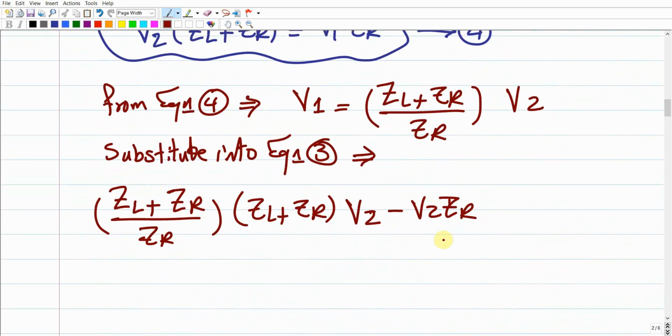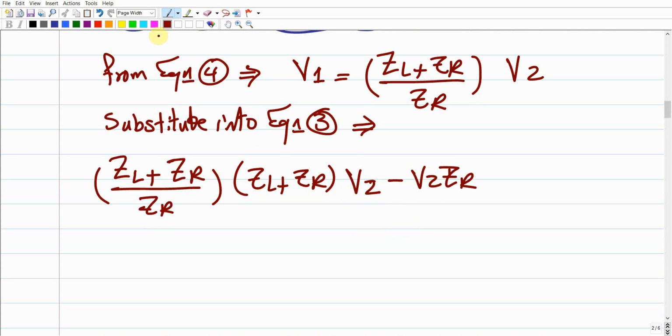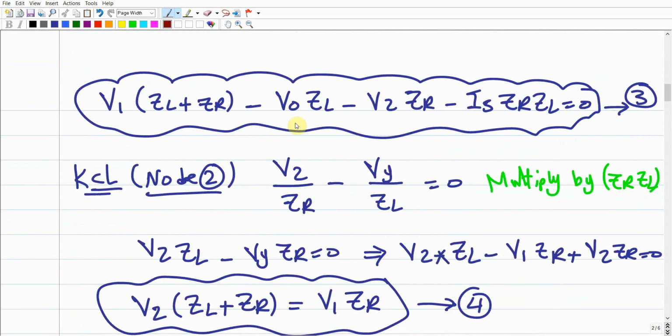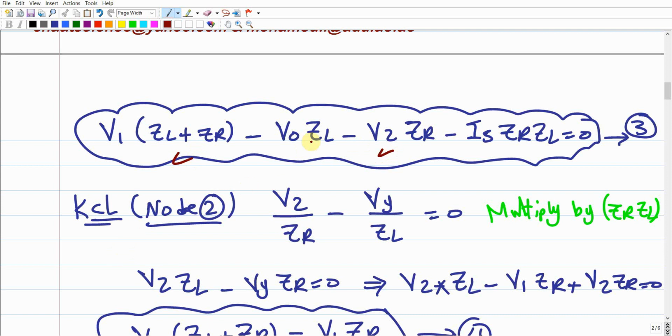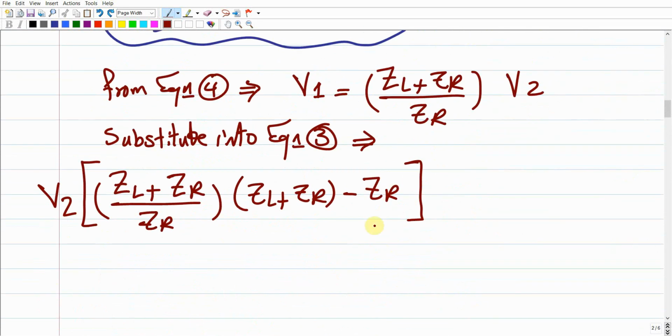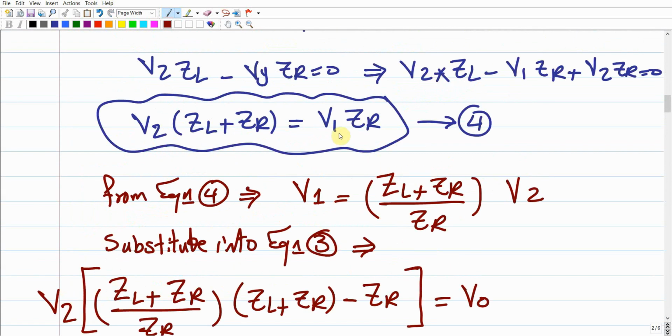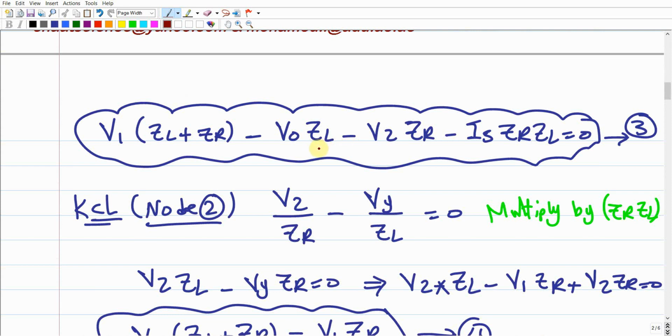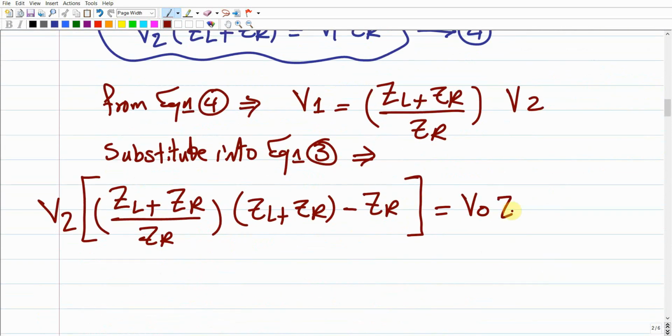These two terms we can collect together into one term if we take V2 as a common factor. So considering V2 as a common factor, we're going to end up with negative ZR in a square bracket here, multiplied times V2. So this is going to be this term plus this term. Now the other terms, we're going to move them to the right side. And remember that V0 we already have, IS we already have. So we have everything except V1 and V2. In this equation, we're going to end up with only one unknown. This should be V0 times ZL plus the IS times ZR ZL.